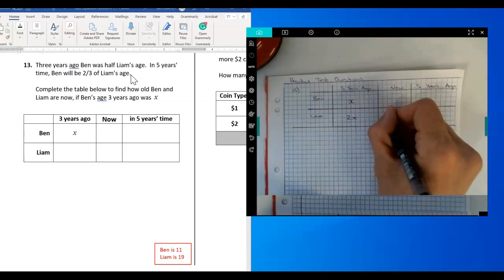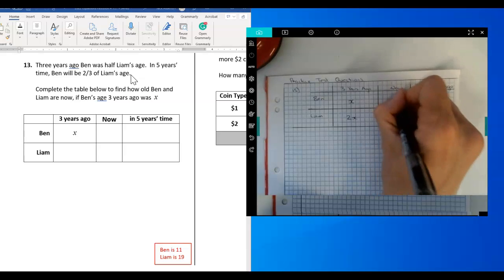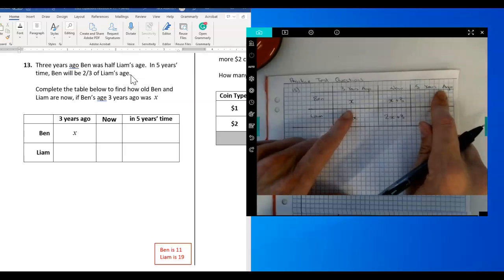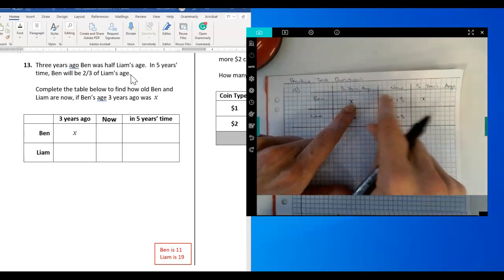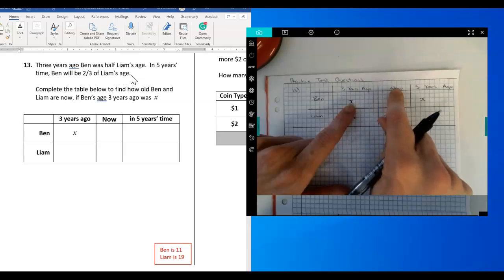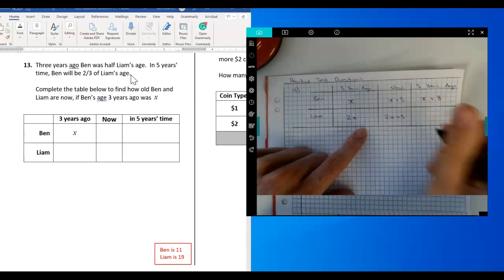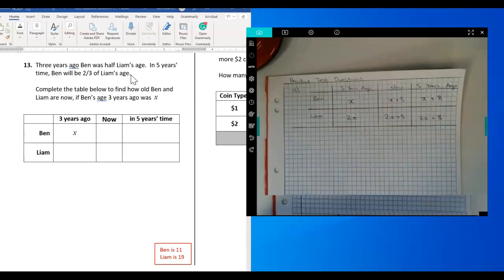Now, in the present time, which is 3 years on, Liam would be 2x plus 3, Ben would be x plus 3, and then 5 years on, so at 3 years ago he was x, so add another 3 years to get to now, plus another 5, which is plus 8. And then Liam would be 2x plus 8 years old.